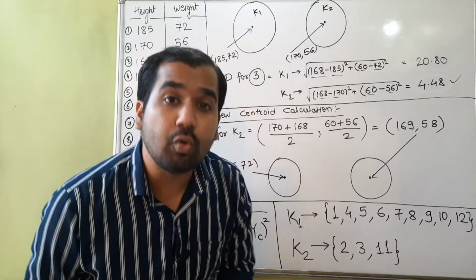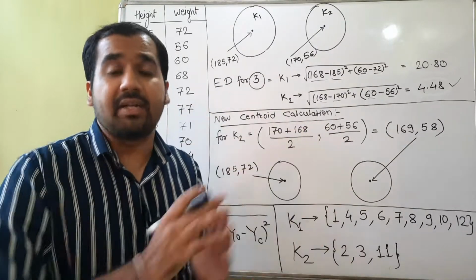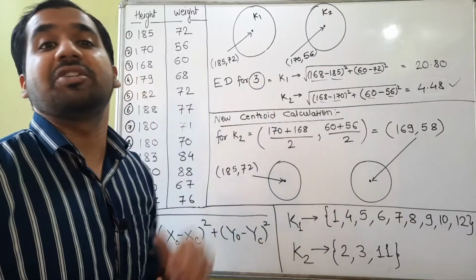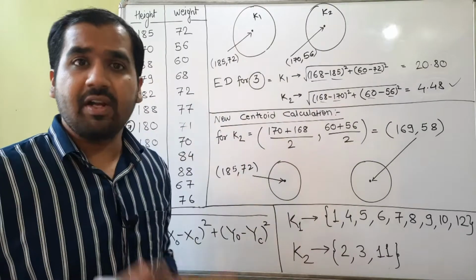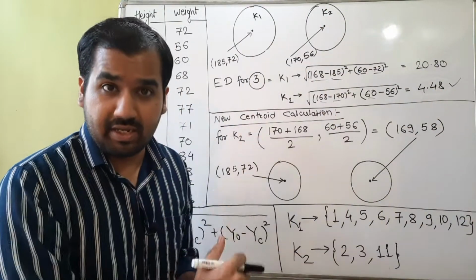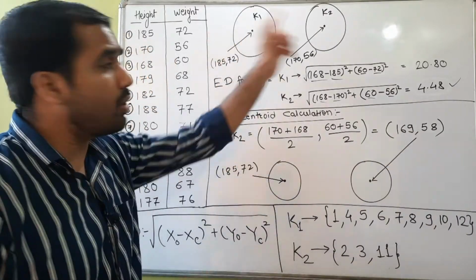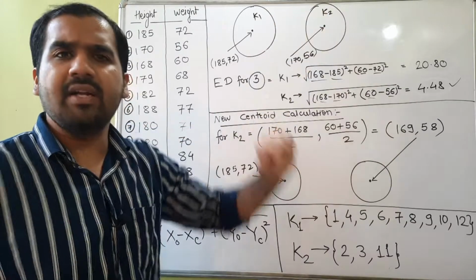After assigning, what we need to do? Now we need to move further and modify or update the centroid value of a cluster. Now you would be having one question in your mind. There are two clusters, K1 and K2. Whose centroid values will be updated or modified? Will it be K1 or K2? Answer is pretty easy. It is K2, not K1. Why it is K2?